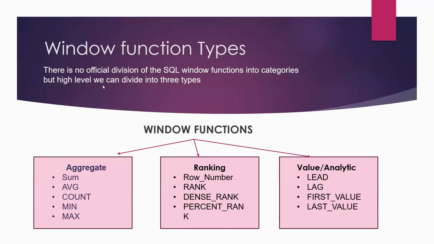Then window function types. What are the types of window functions? There is no official division of SQL window functions into categories, but at a high level we can divide them into three categories. There are more aggregate functions in MySQL, but most of the time we use aggregate functions like sum, average, count, minimum, maximum. This is one type of window function. Then we have ranking, where we can do row-wise ranking: row_number, rank, dense_rank, percent_rank. These are the ranking functions. Then we have value or analytic functions like lead, lag, first_value, last_value. In today's video, we are covering rank, row_number, lead, lag, dense_rank. First_value, last_value, and percent_rank we will cover later.